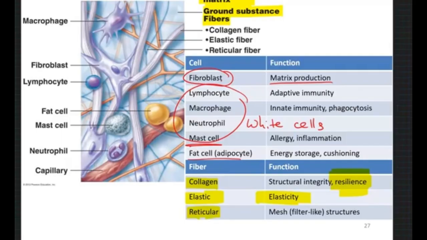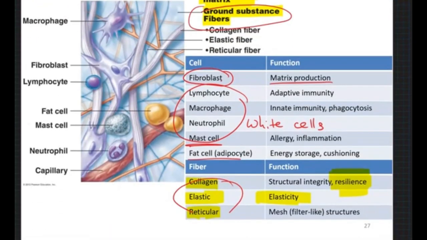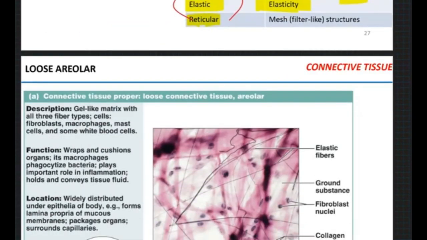So, to summarize, know the structure at the level of cells in matrix, what comprises matrix, what fiber types and what their features are, and these main cell types. So connective tissue can be divided into proper and specialized. So these are proper connective tissue.